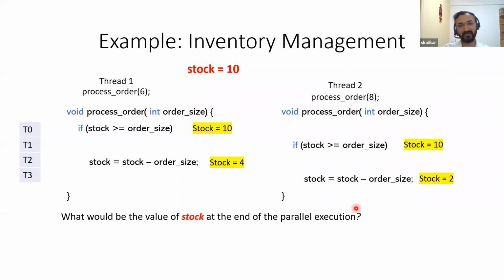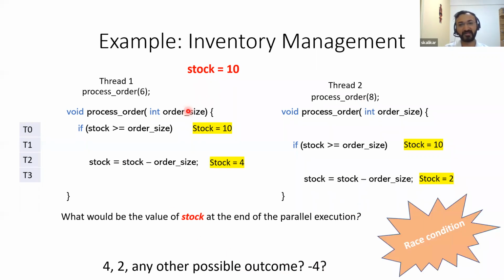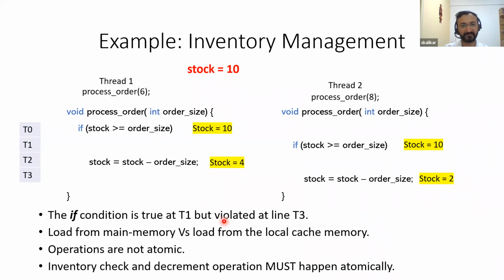That depends on really what the interleaving was. So it may be 2, it may be 4, or a very undesirable thing, -4, right? And all these things depend on what the real interleavings of these instructions are. This is called a race condition, because the stock value is shared across multiple threads, and if you do not take proper precaution while doing these updates, you might get any value.